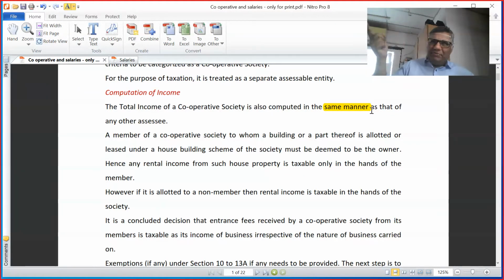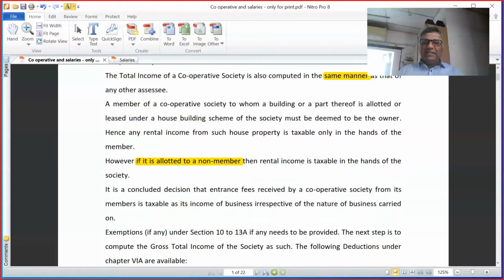But in turn, if they let out, or if they sell, they become the deemed owner. Rent is taxable in their hands, and capital gains also accrue to them. That's what we have seen in capital gains also, as the definition of transfer, member of a cooperative society. This apart, if it is allotted to a non-member, then it is taxable in the hands of the society itself. Only if it is allotted to the member, it is taxable elsewhere.